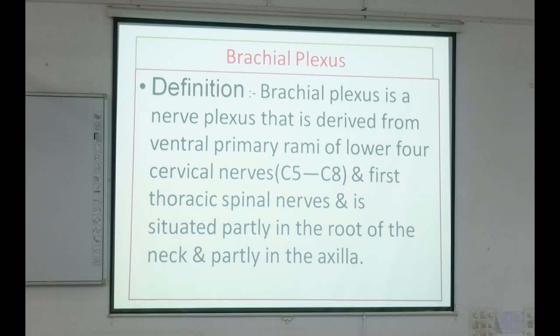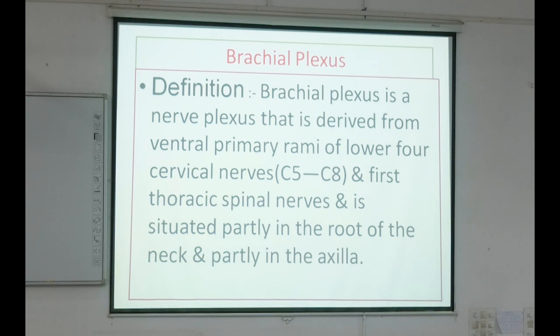Brachial plexus is a nerve plexus. Write the definition in this way. What is asked? First write that line: brachial plexus. What is brachial plexus? Sir, brachial plexus is a nerve plexus. A plexus can be an arterial plexus or a venous plexus.